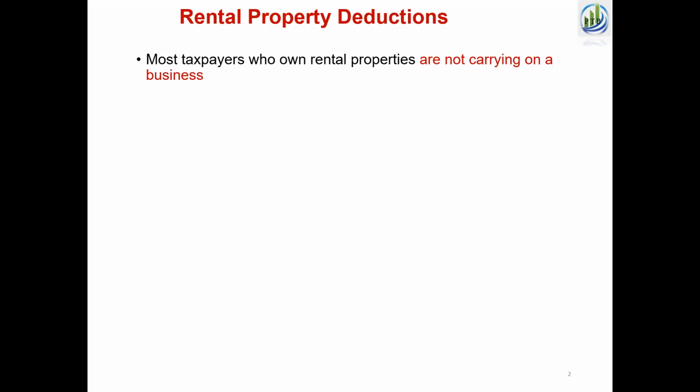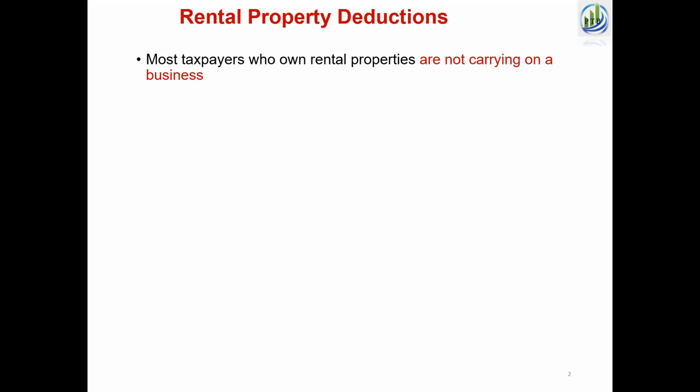If you're making a loss from your property, for example, if your total rental income is $25,000 and your total rental expenses are $30,000, the difference between the two is a $5,000 loss. This loss will be deducted from your other assessable income, such as employment income or business income. So this is called negative gearing.